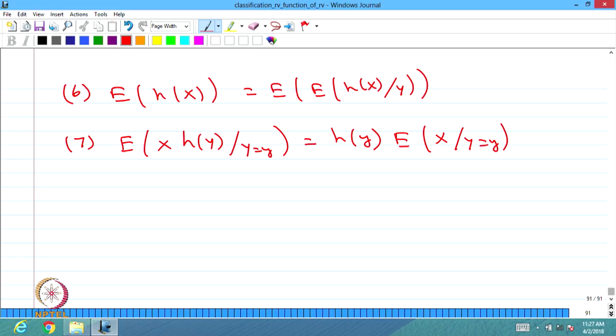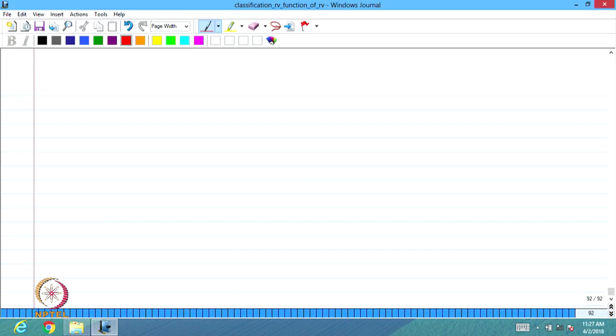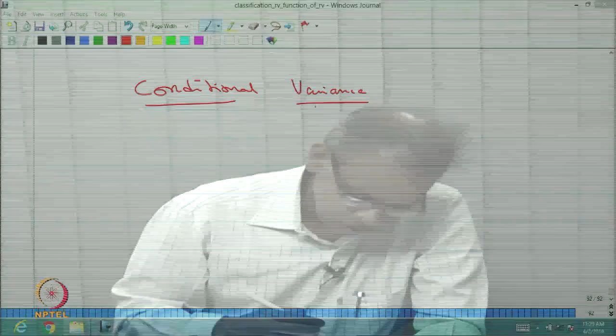There are some more properties of the conditional expectation with respect to a sigma field and so on. For this course, we stop with this many results. Now we will go for the next topic, called conditional variance. The way we discussed the conditional distribution first, then conditional expectation, now we are going to define the conditional variance.